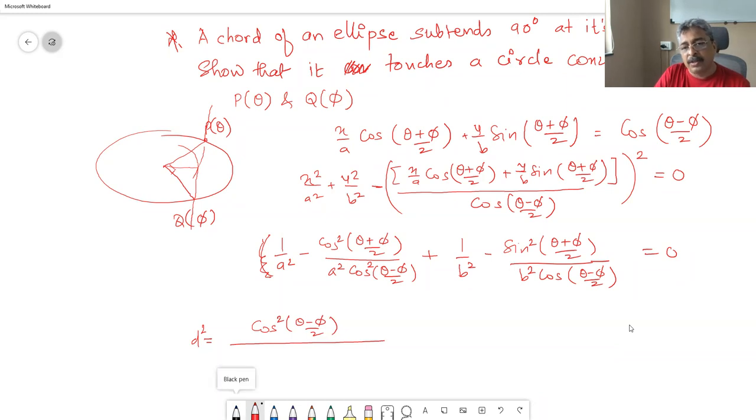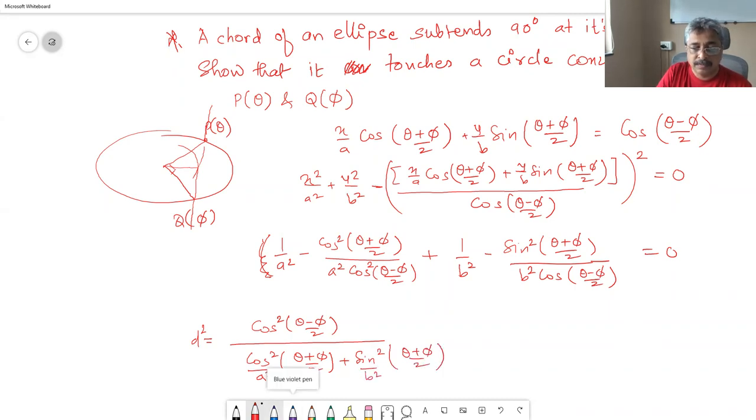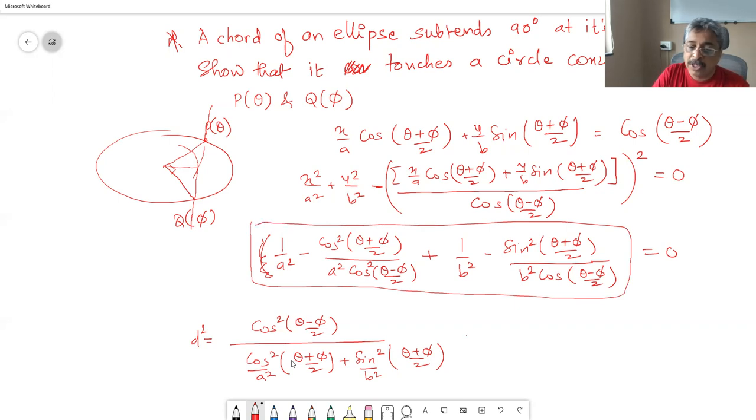And in the denominator, you actually have a radical, but that radical is gone because of the square. In the denominator, you have 1 upon a square times cos square (theta plus phi) by 2 plus sine square (theta plus phi) by 2 upon b square. This is our denominator. And with this expression that you have with you, can you show that this is constant?